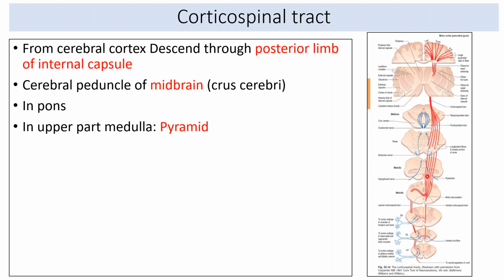I showed the anterior most part of the medulla, which was the pyramid. So in the upper part of the medulla, these fibers will be concentrated on both the sides. They will appear as pyramidal swelling. So this is the region of the pyramid in the upper part of the medulla.